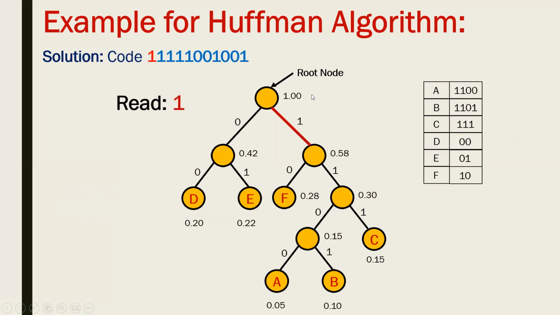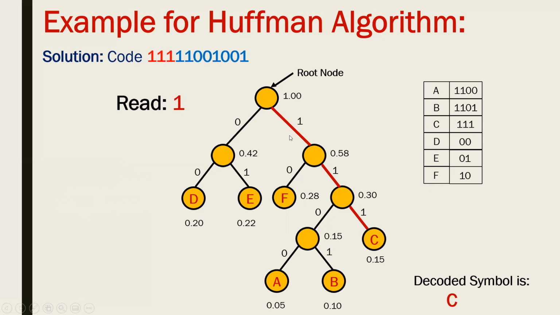Every time we read a bit, we change its color from blue to red. Read 1 and follow the route to path 1. Again we read 1 and follow the 1 path. Next we read 1 and follow the 1. And in this way we get the leaf node.